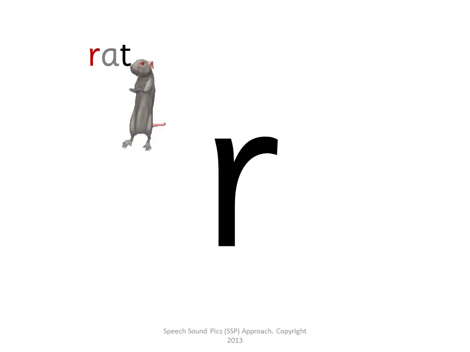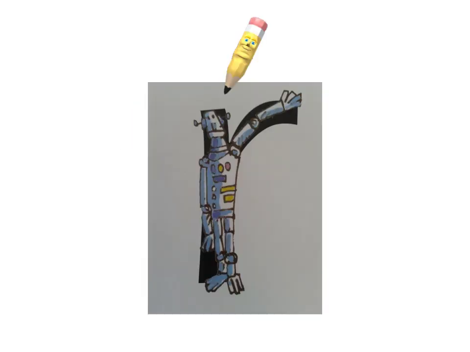R, rat. I think the rat's dancing. Down his back, then curl over his arm.